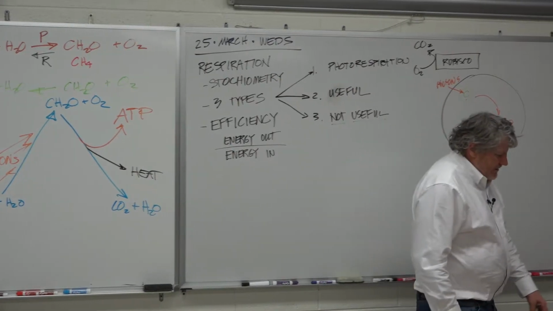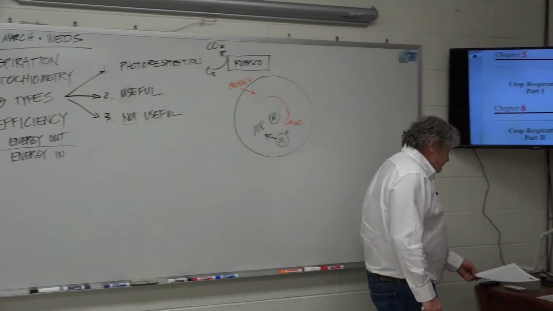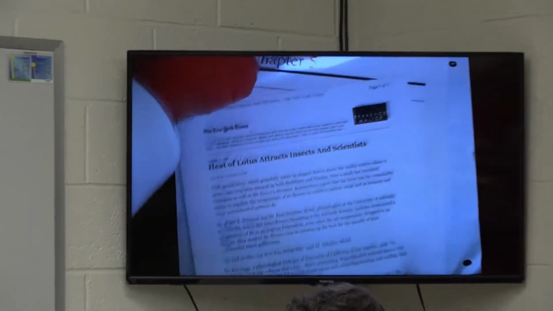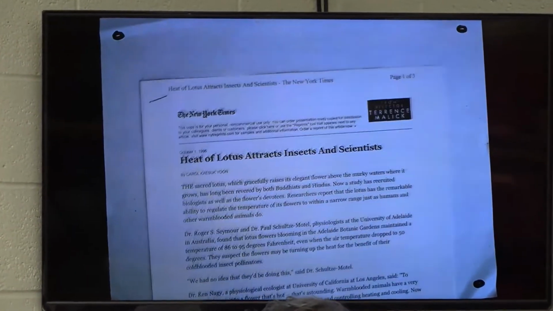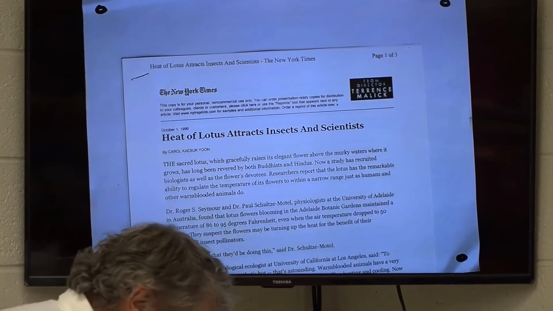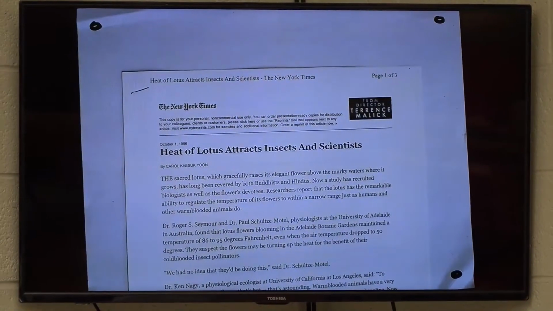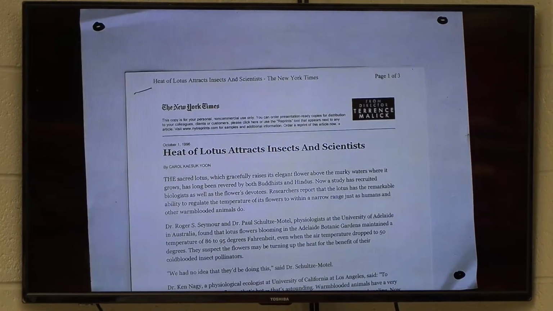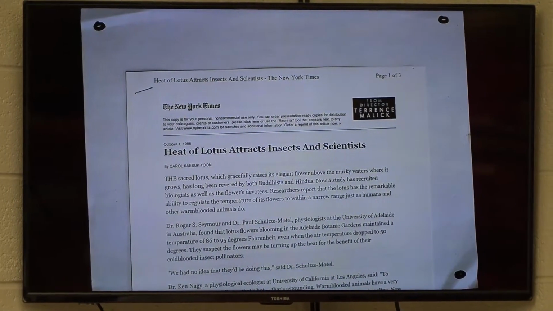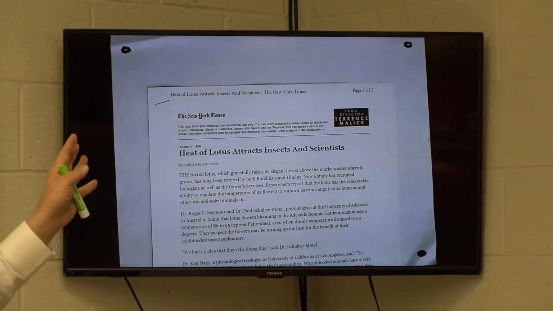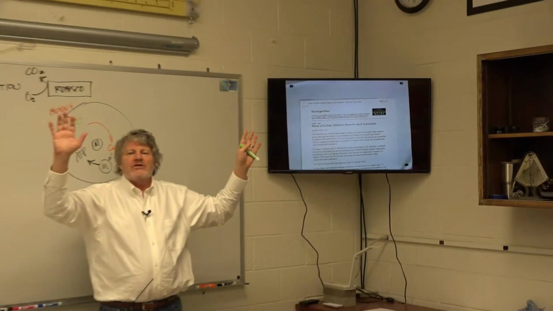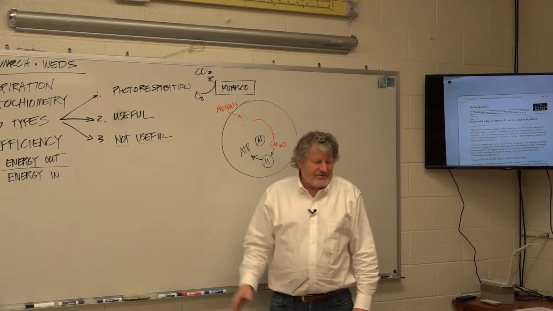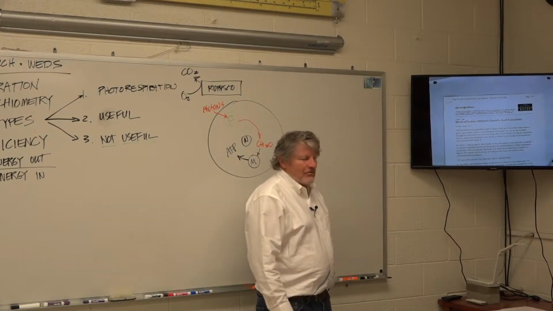but this isn't the reason. Here's an article, happens to be from the New York Times. There are a few species, and the most notable one is lotus. This flower comes up, it burns off carbohydrates like crazy, it warms itself, and that makes all these odors, and it attracts insects that pollinate the flower. So there's some reason for this respiration that only makes heat.